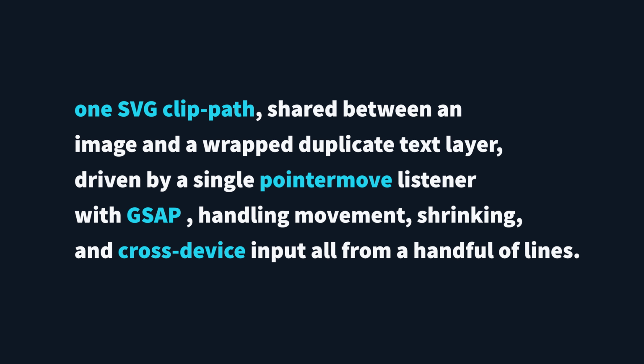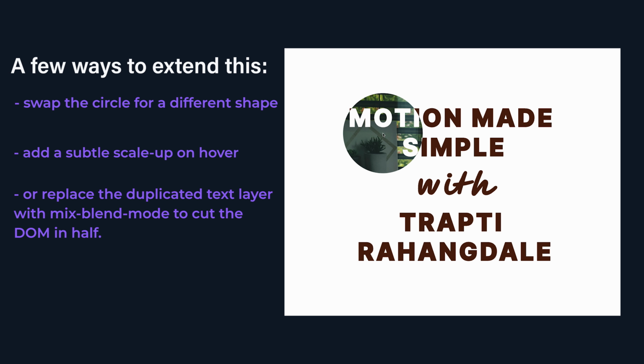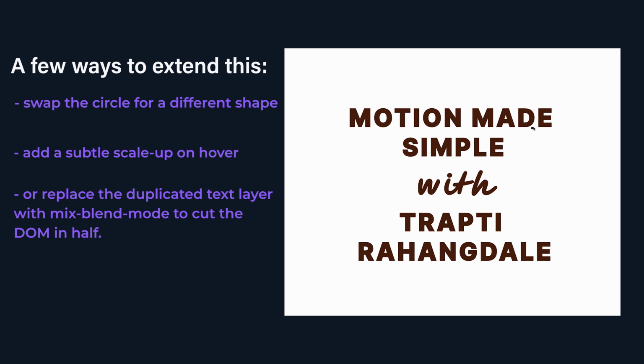So to recap, one SVG clip-path shared between an image and a wrapped duplicate text layer, driven by a single pointer move listener with GSAP. Handling movement, shrinking, and cross-device input all from a handful of lines. A few ways to extend this: swap the circle for a different shape, add a subtle scale up on hover, or replace the duplicated text layer with mix-blend-mode to cut the DOM in half.